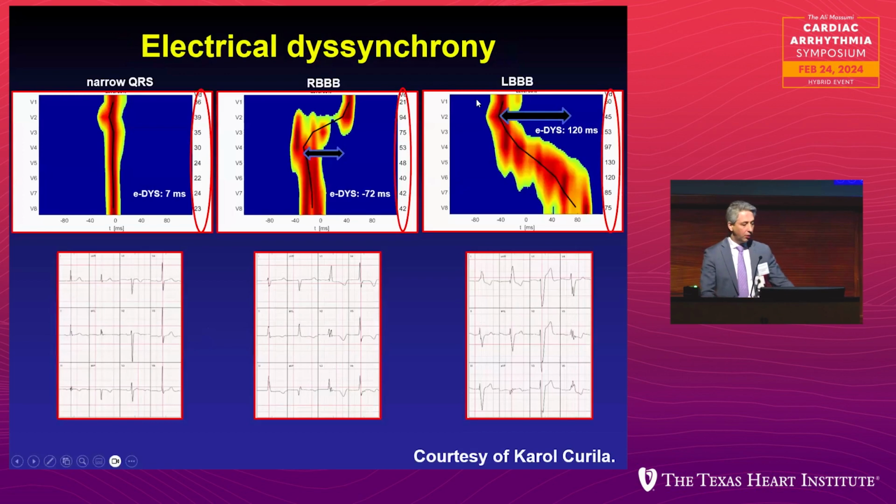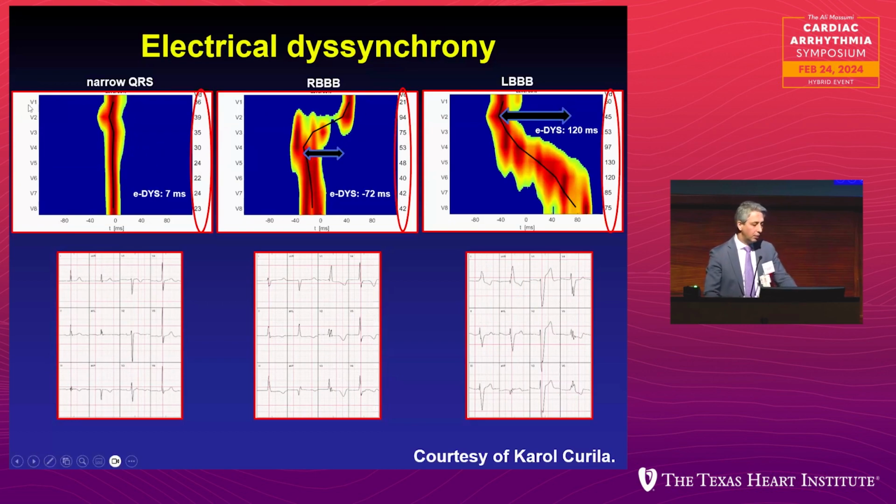Now, let's go over the evidence on why conduction system pacing may be a good idea and potentially a good alternative to what we are doing these days. So here is an example of a patient with narrow QRS. This is ultra-high frequency EKG.